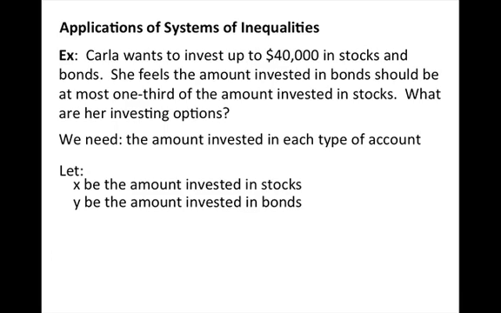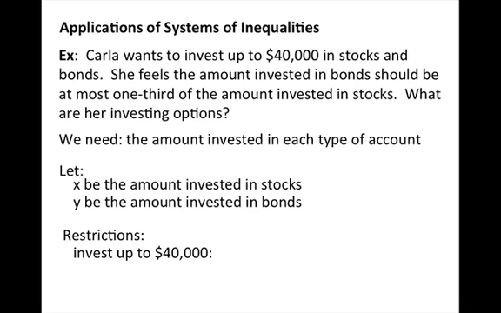Once you decide what you need and what your variables are going to be, you look back through the problem to find out what your restrictions are or what your constraints are. What is keeping Carla from investing an infinite amount of money? So you read back through the problem and find out what is restricting her investing options. Well, first we're told she wants to invest up to $40,000. So she's limited on the amount of money she has to invest.